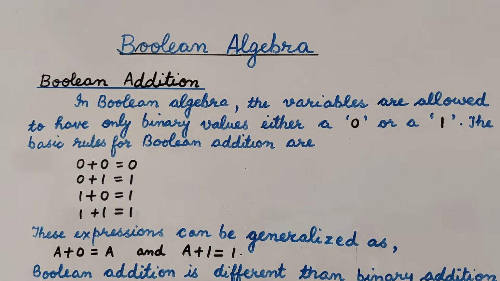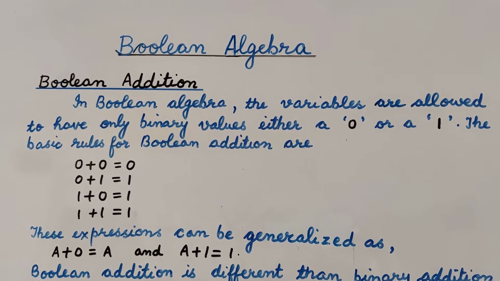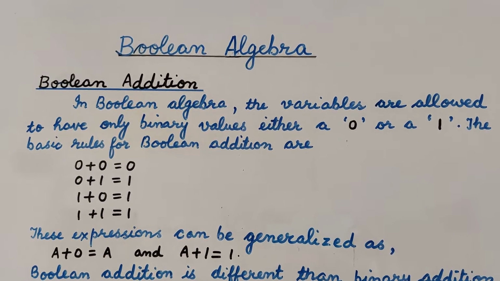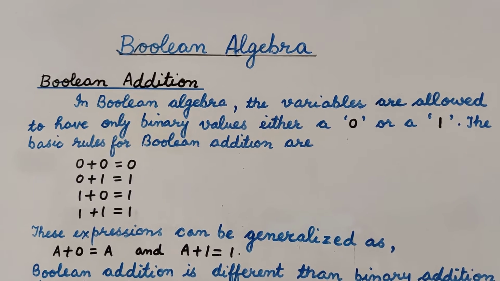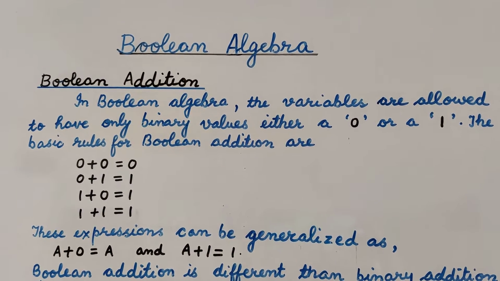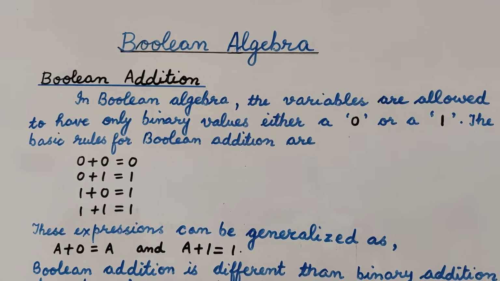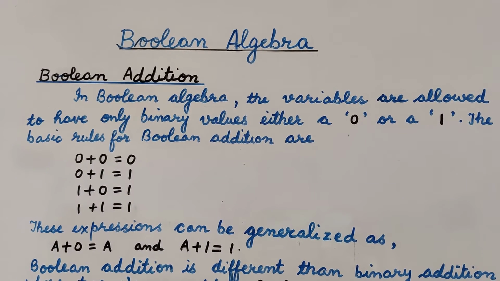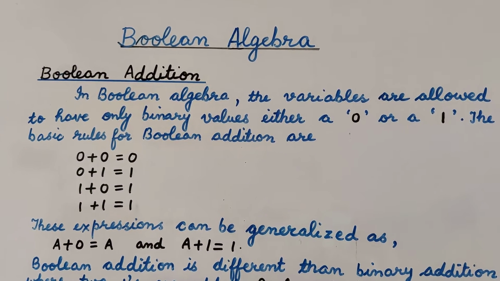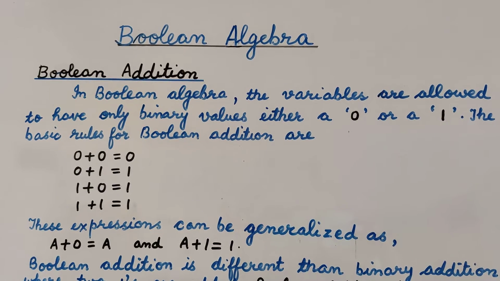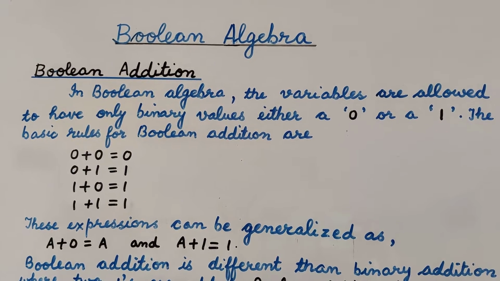Hello everyone. In this lecture we will discuss Boolean addition, Boolean multiplication and the rules and laws used in Boolean algebra. In Boolean algebra the variables are allowed to have only binary values. That is, its value can either be 0 or 1.